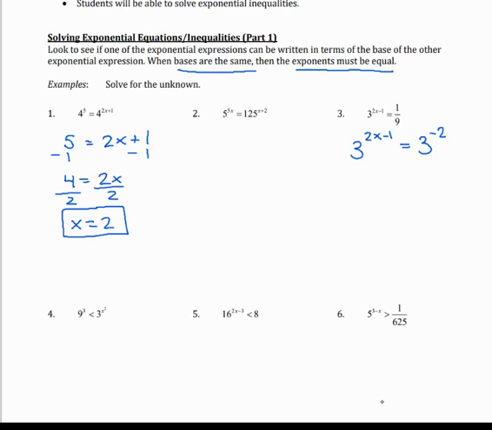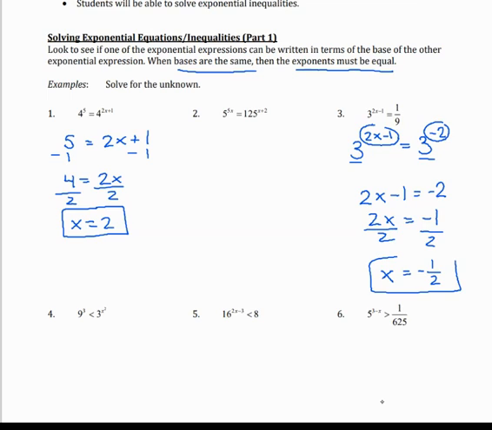Now that I rewrote it, the bases are the same, so now I can simply set my exponents equal to each other. So 2x minus 1 equals negative 2. We will add 1. That will give me negative 1, and now divide by 2. So x equals negative 1/2. Again, no need to check for domain errors.